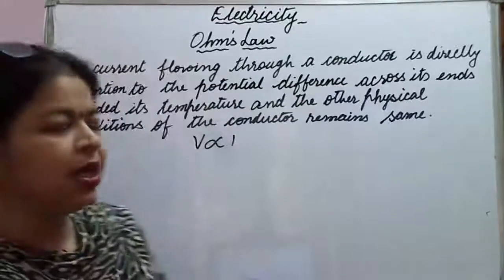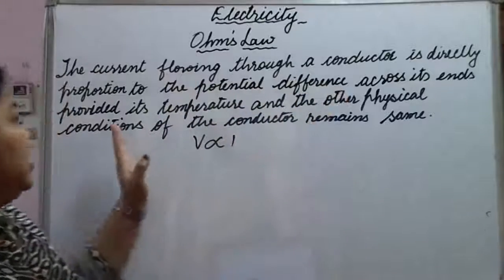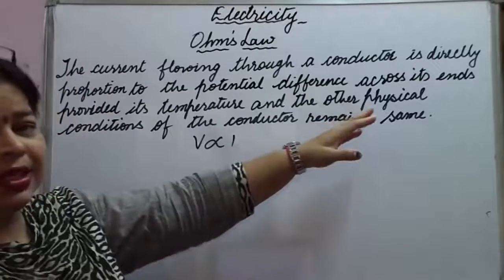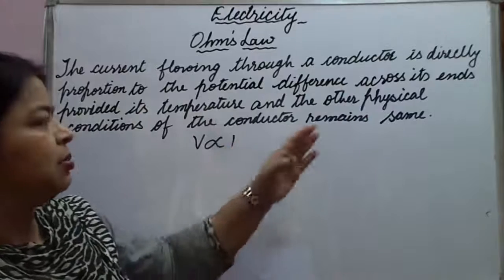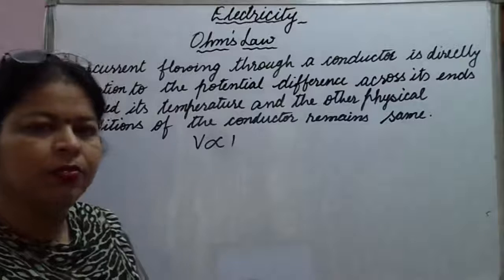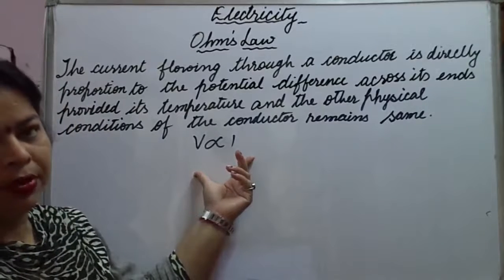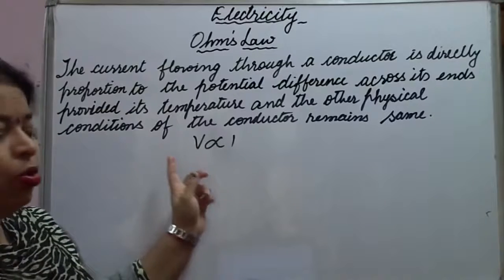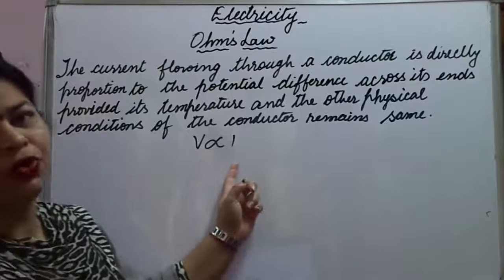So what is the statement? Let us again see. The current flowing through a conductor is directly proportional to the potential difference across its ends, provided the temperature and some other physical conditions of the conductor remain the same. So mathematically we write, V is directly proportional to I, meaning they are dependent on each other. The more the potential difference, the more the current. The less the potential difference, the less the current.